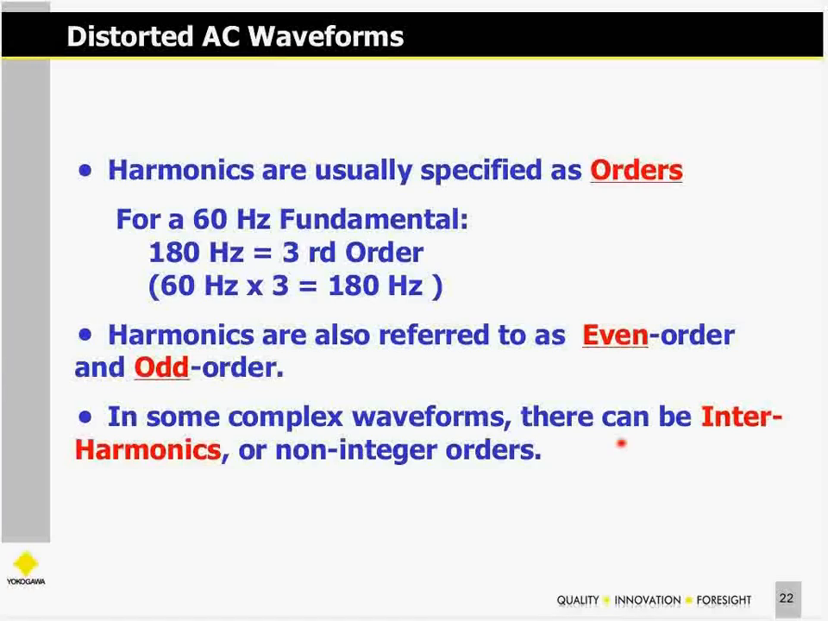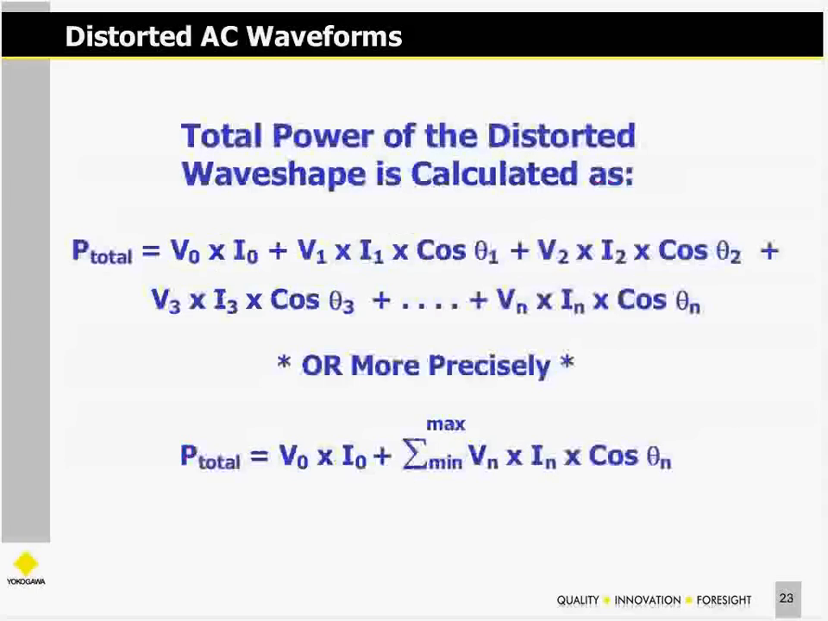Now, what we're running into a lot in waveforms today become very complex in their distortion, and they can actually have what we call interharmonics or non-integer orders. So instead of having all odd harmonics, such as the third and the fifth and so on, we could have something in between. We could have a 3.5 or a 3.4 or something like that, non-integer, a harmonic in between. So those are possible. We're going to have to analyze those in some of our analysis.